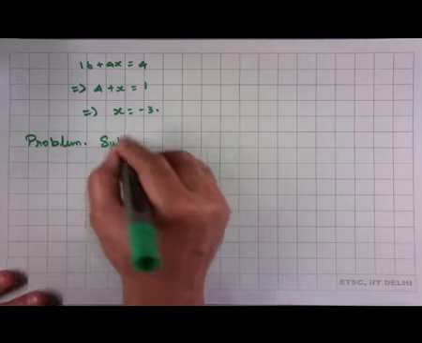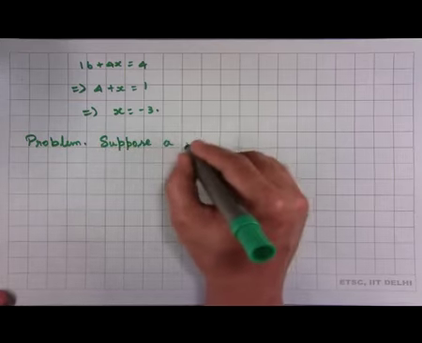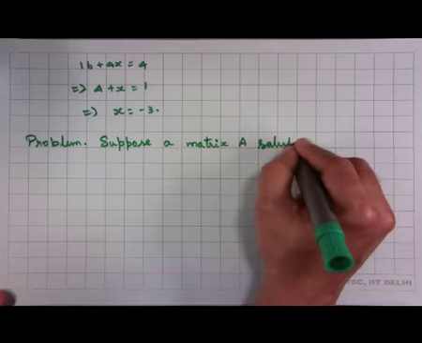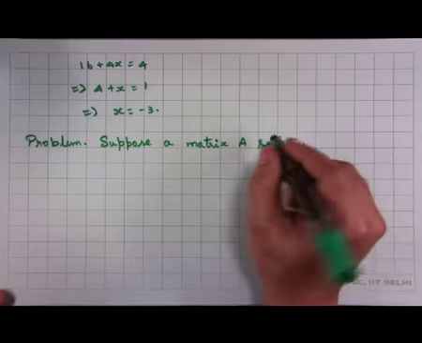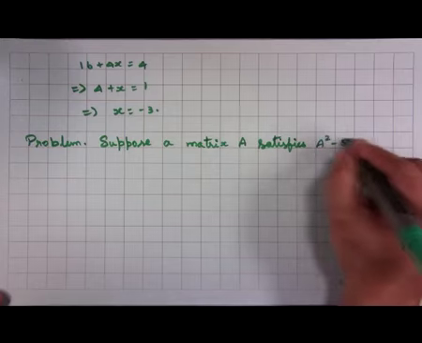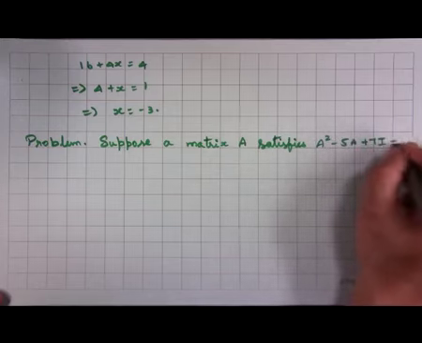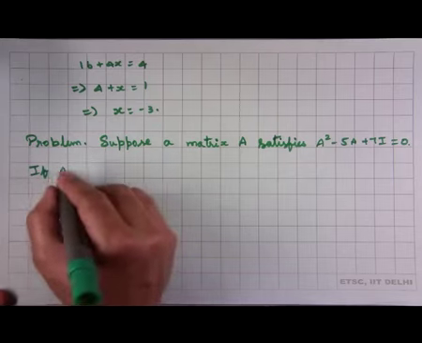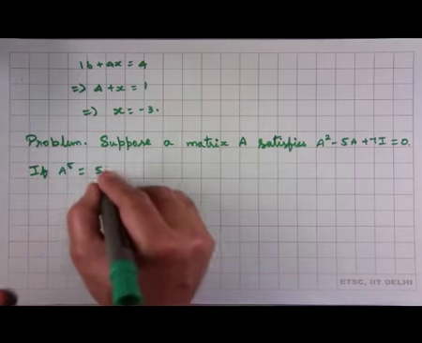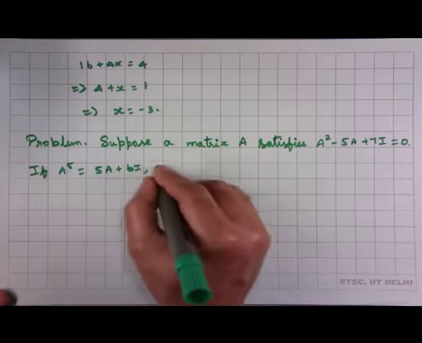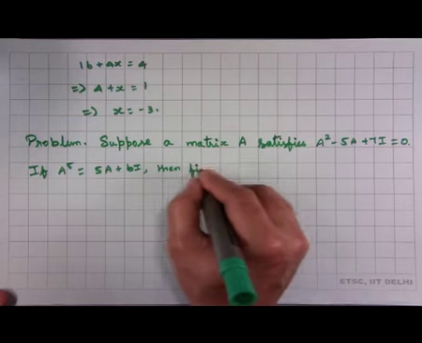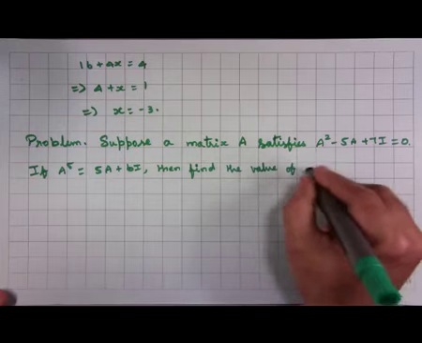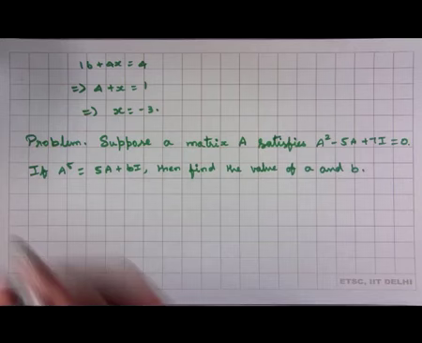Suppose a matrix A satisfies A square minus 5A plus 7I equal to 0. If A power 5 is aA plus bI, then find the value of a and b. Solution.